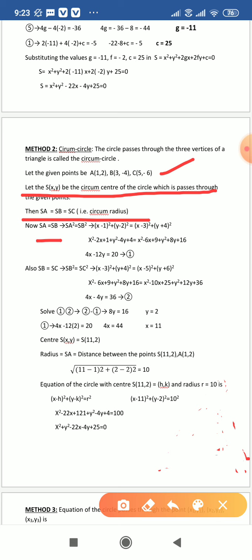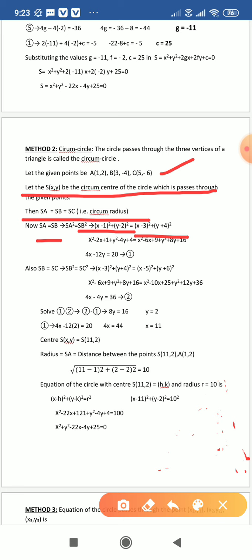Now the distance between S and A. You know the distance between two points is the square root of (x2 minus x1) whole square plus (y2 minus y1) whole square. Here we find SA square, so eliminate that root. (x minus 1) whole square plus (y minus 2) whole square is equal to SB square, that is the square of the distance between S and B. Here S is (x, y), B is (3, -4). So (x minus 3) whole square plus (y plus 4) whole square.